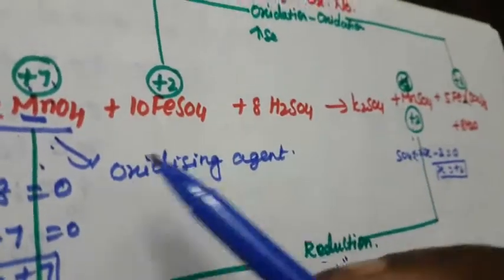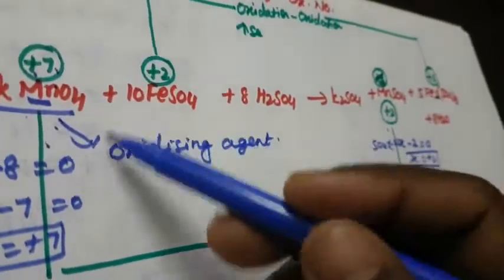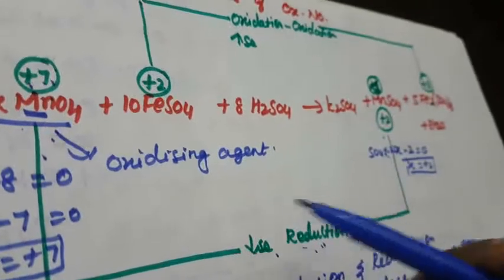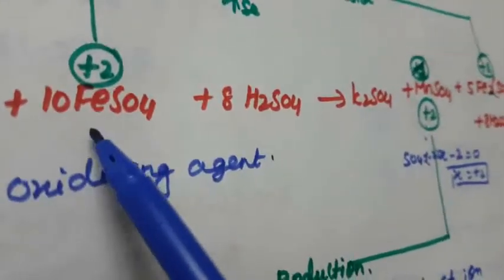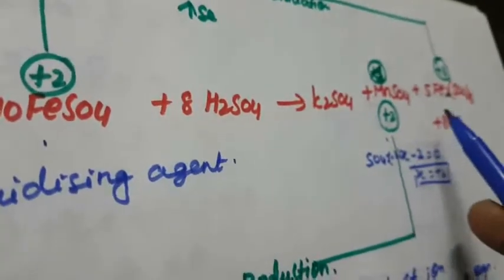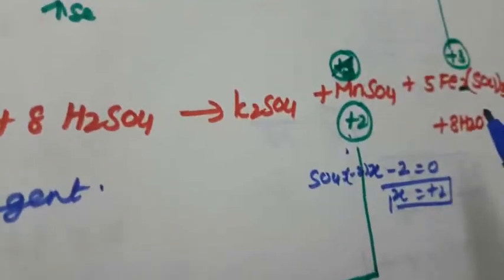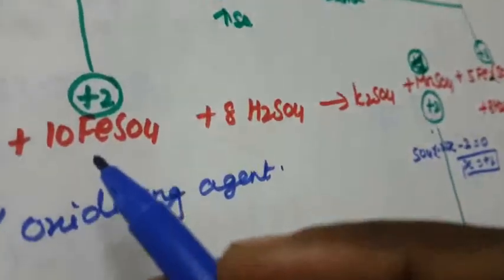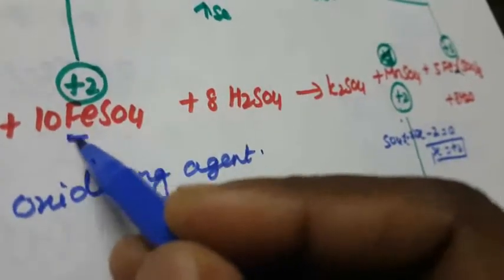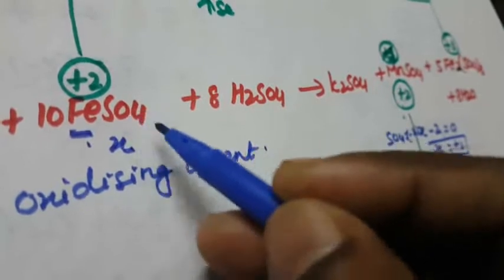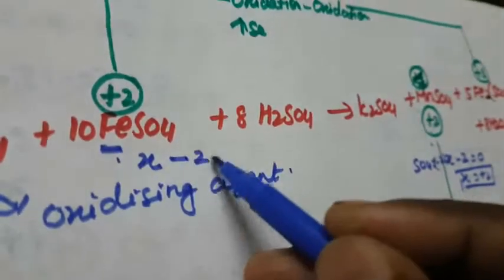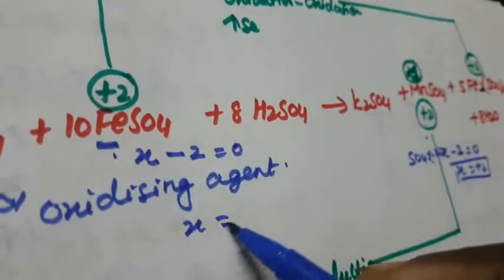Now coming to the next one. In the same equation, reduction takes place and oxidation also takes place. What is that? Ferrous sulfate is converted into ferric sulfate. How do we calculate the oxidation number? First we find it for ferrous sulfate: X plus sulfate, which is -2, equals 0. X is equal to +2.